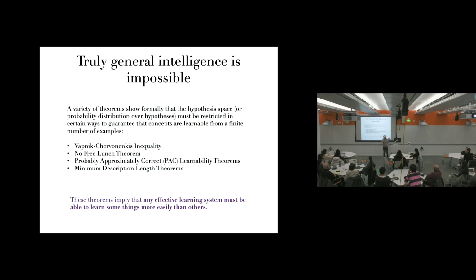this idea of the impossibility of truly general intelligence has been formalized in a number of ways in machine learning, and what these theorems imply is that any effective learning system has to be able to learn some things more easily than others, right? And that's true of humans, and it's true of machines.